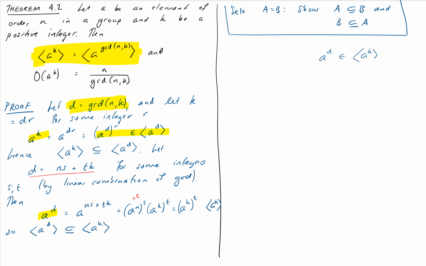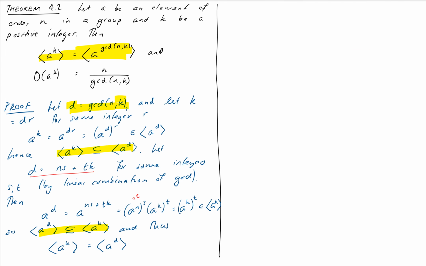Now if I put those two things together, just get rid of some of this highlighting so we don't get confused. If I combine this one and this one, then overall I get, and thus the two sets are equal, the subgroup generated by a to the d. And that is the first part of my theorem there. Right, now we need to attack the second part.